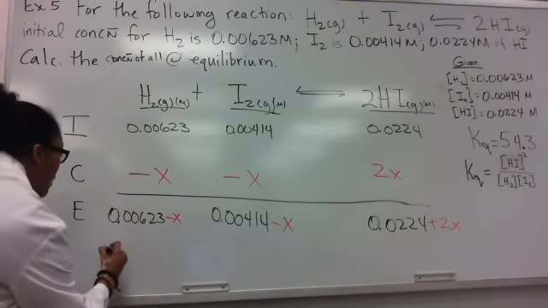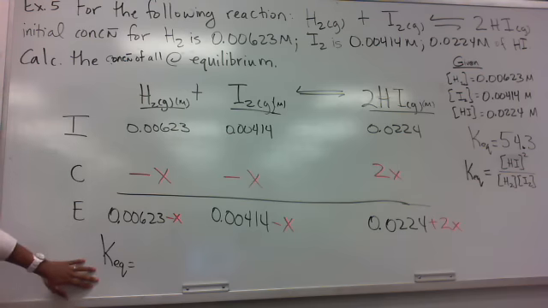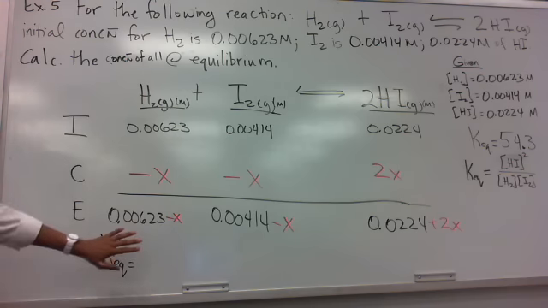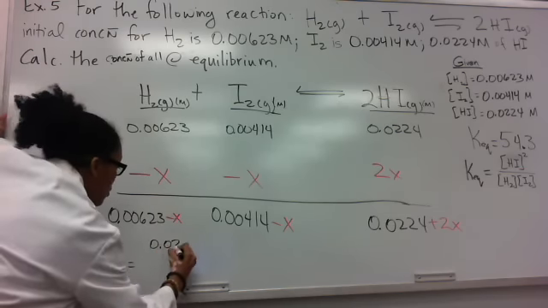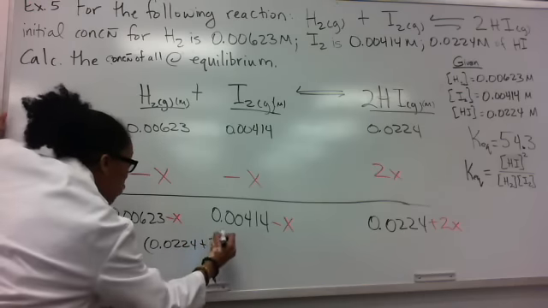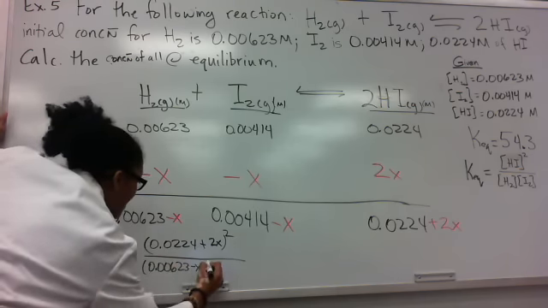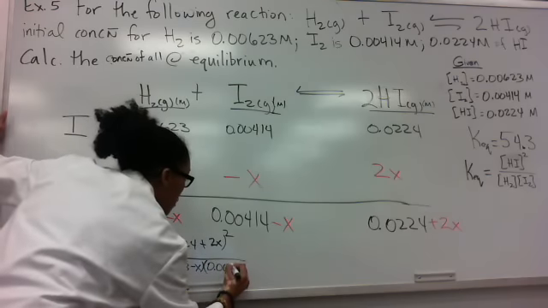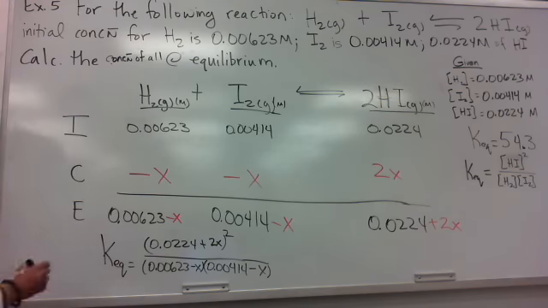before I move up. Now, if we write our expression here, Keq, again, we want to solve for the x values. We already know the equilibrium constant, which is 54.3, but I'll wait to the end to do that. So we write 0.0224 plus 2x, that's going to be squared over 0.00623 minus x times 0.00414 minus x. Okay? That is what we need to solve for. This is how we need to use this equation to solve for x.